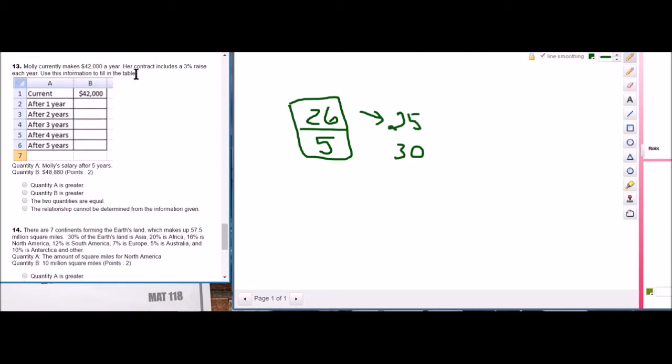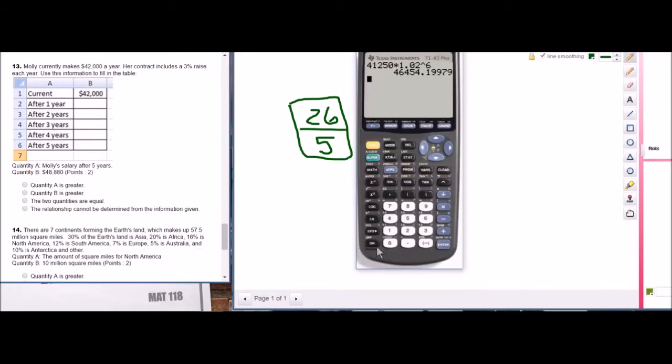Molly currently makes $40,000 a year. Her contract includes a 3% raise each year. Oh, similar question to what we had before. Okay, so let's take out that calculator here. It's a similar one to the population question we just did. So we have $42,000 a year times the raise of 1.03, raised to, this time, 5 years. So we have that value after 5 years. We have 48,689 versus 48,880. Ooh, that was close, but B is larger.